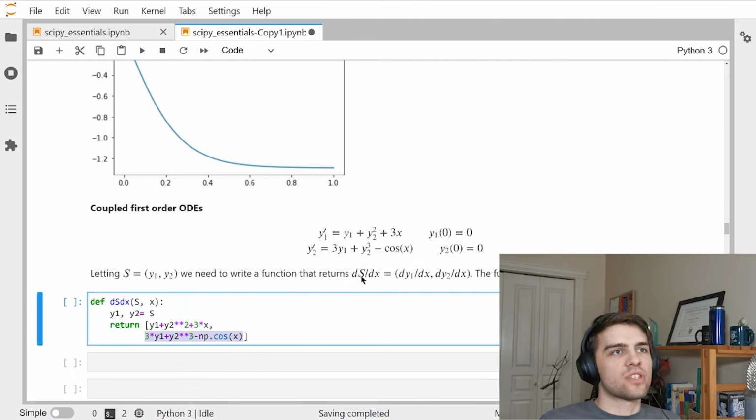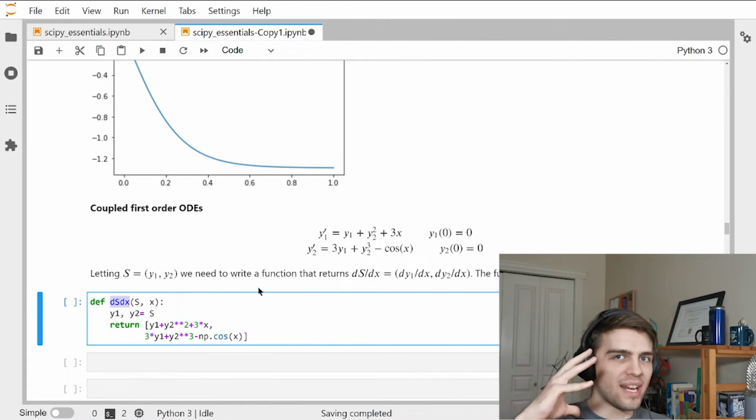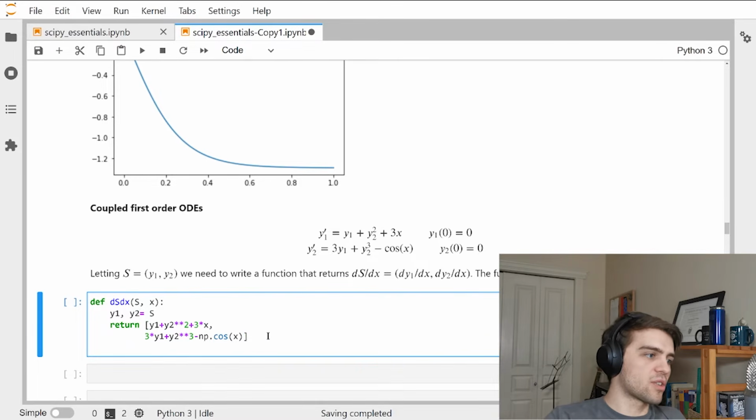And because s, of course, is a vector, that's why I named this function ds/dx. It's almost like keeping track in your brain. It's like a vector derivative. It takes in the vector itself and x, and it returns the derivative of that vector, which of course is ds/dx. And now I need initial conditions.